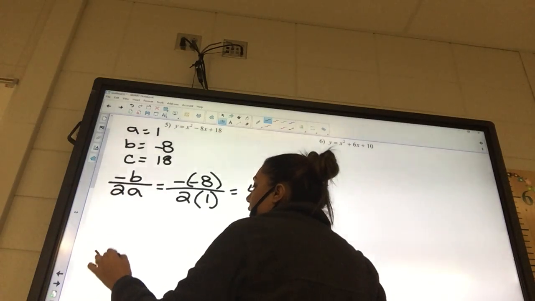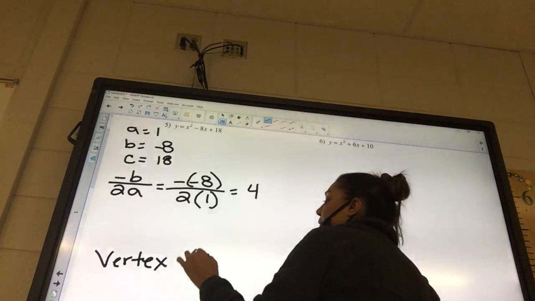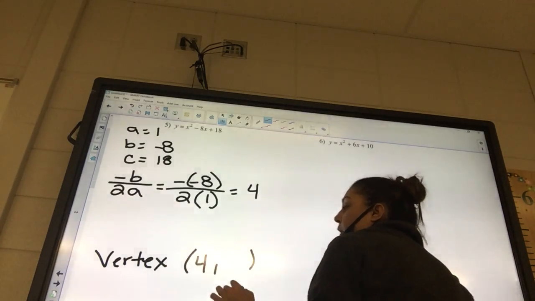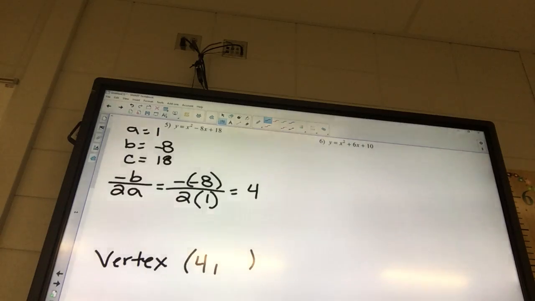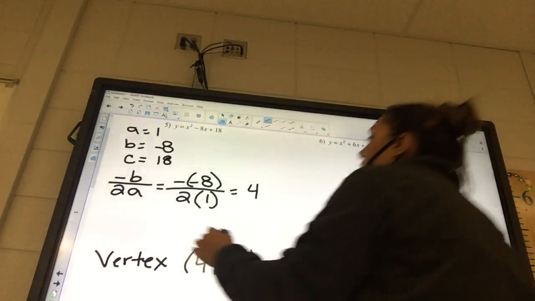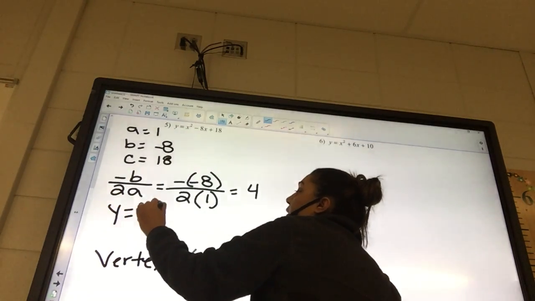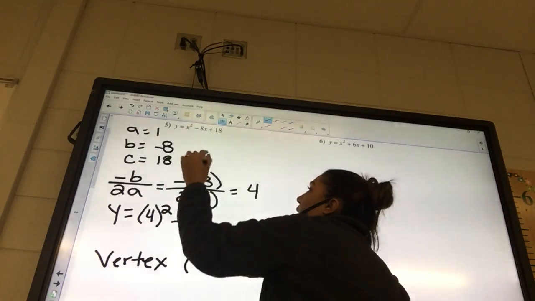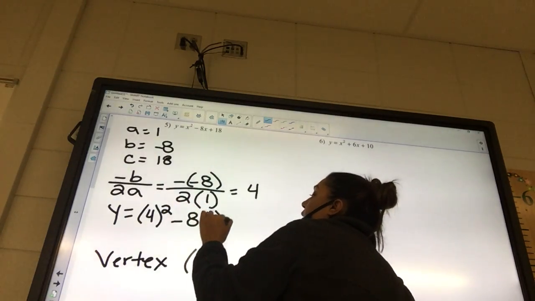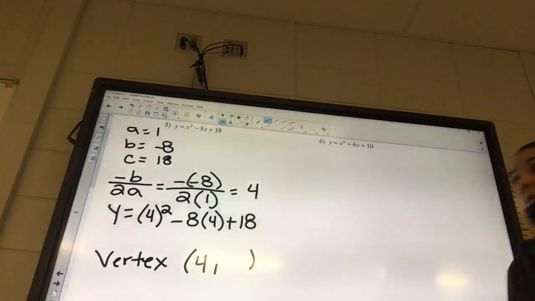So our vertex is going to be 4, comma, we don't know yet. Now where do we plug that 4 into? In the x's in the problem. So it's going to be y equals x squared minus 8x plus 18. The answer is 2.